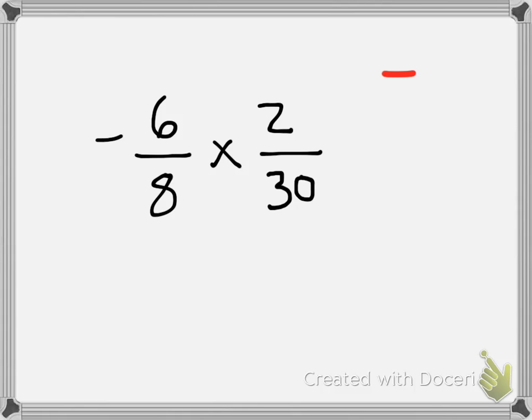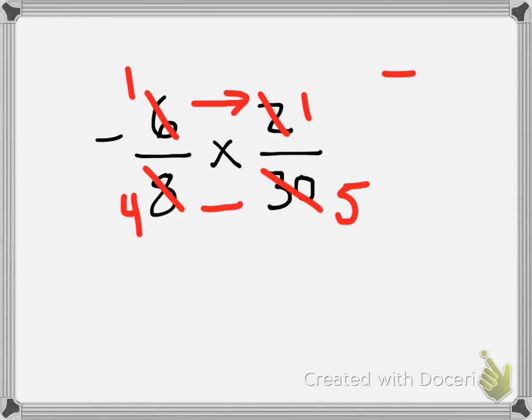So I'm going to see if anything cross-cancels here. Well, I know that 6 goes into 6 once, and 6 goes into 30 5 times. 2 goes into 2 once, 2 goes into 8 4 times. Now I multiply straight across. 1 times 1 is 1. 4 times 5 is 20. And there we have it.